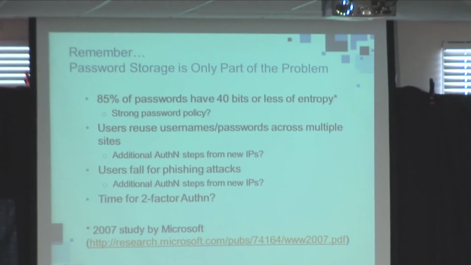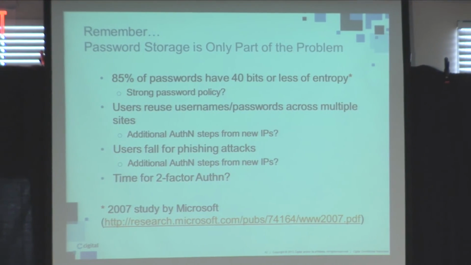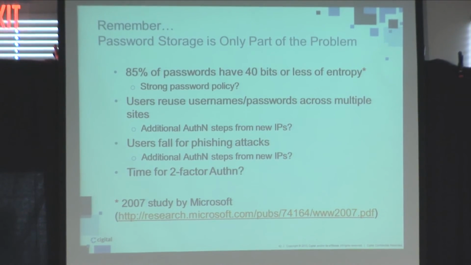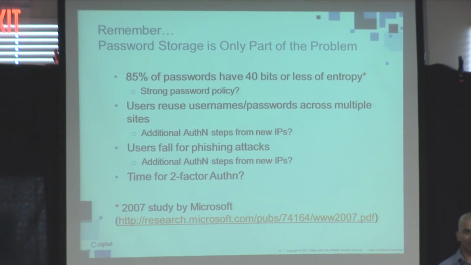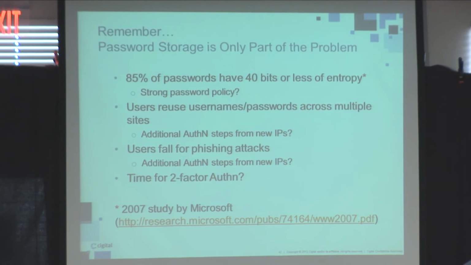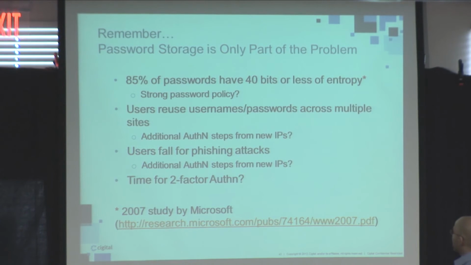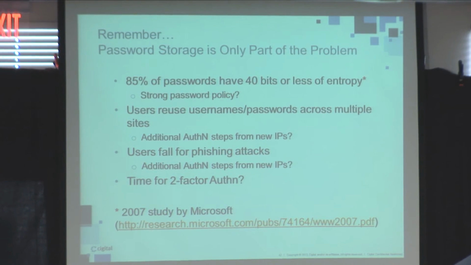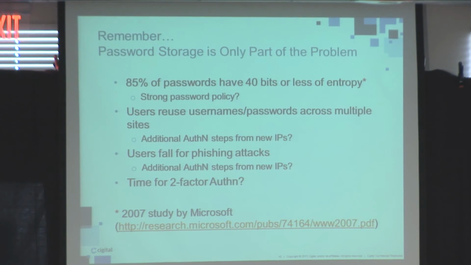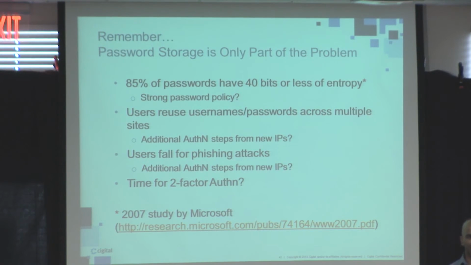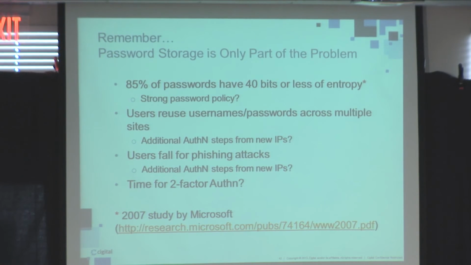Now, according to that same 2007 study by Microsoft that I referenced earlier, 85% of passwords have 40 bits or less of entropy. That makes them all feasible to brute force. Maybe the solution to that is a strong password policy. Maybe we don't allow passwords with low entropy. Users tend to reuse usernames and passwords across multiple sites. It doesn't matter how secure your password storage mechanism is. If your user uses that same username and password on another website and they're storing passwords in the clear and that site's database gets compromised, well, those users' accounts are compromised on your machine, on your server.